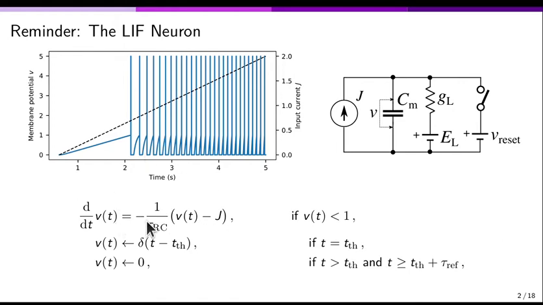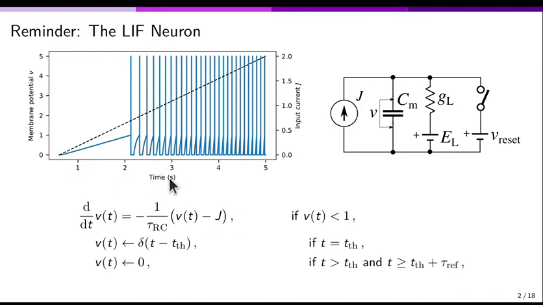It's got some parameters in it. The membrane time constant of the neuron itself controls the shape of this curve here. And the refractory period over here controls how long the neuron stays at zero before it starts building up to fire next.